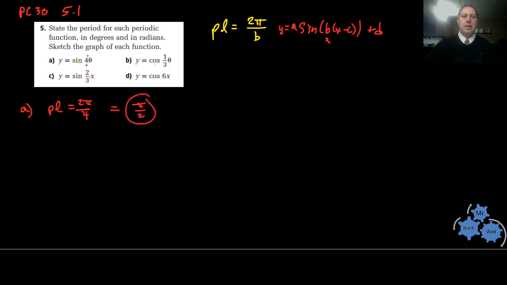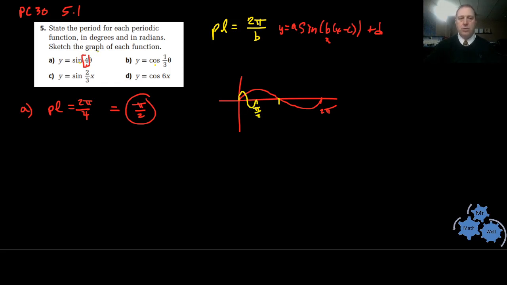Okay? Because this is larger than 1, the period length is going to be shorter. So consider this. This is what your sine function normally looks like. Okay, 2 pi. But for this one, it's actually pi over 2. So the period length looks like this. It looks pretty funny, okay, but it's really squished up. That's the period length.